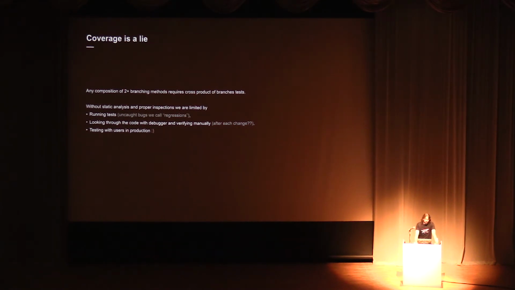So what can we do? We can run the tests, continue running them, and continue finding regressions in production. After every commit, we can rewrite the whole code, sit with the debugger, trying to understand what changed, and prove that it is correct. And yeah, the thing that any of us does: we test in production.